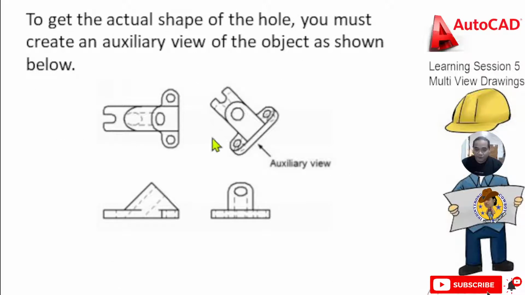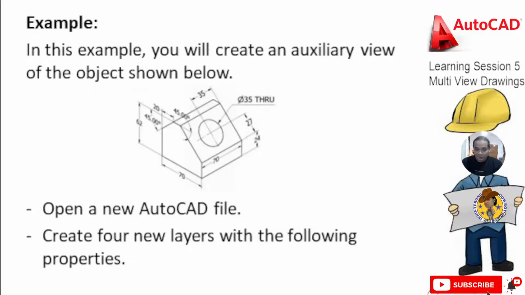To get the actual shape of the hole, you must create an auxiliary view of the object as shown below. This is the auxiliary view, inclined. In this example, we will create an auxiliary view of the object shown below. So this is the object.